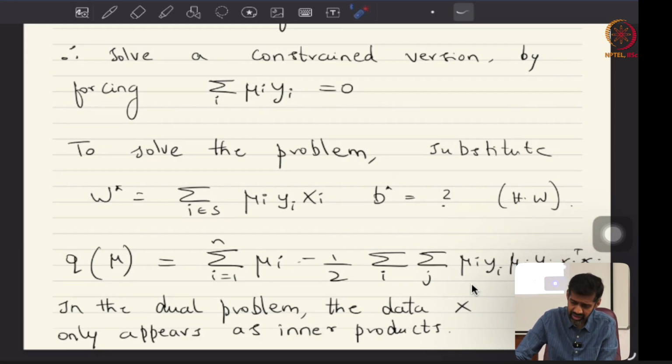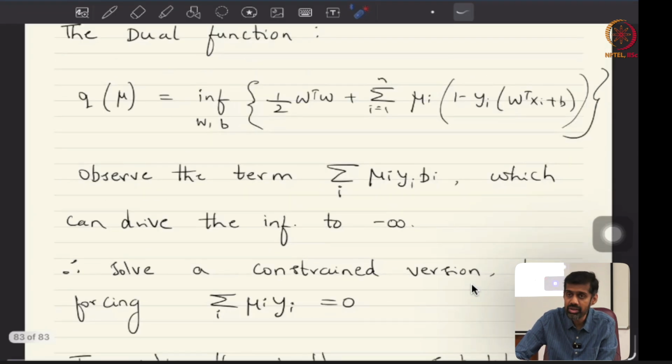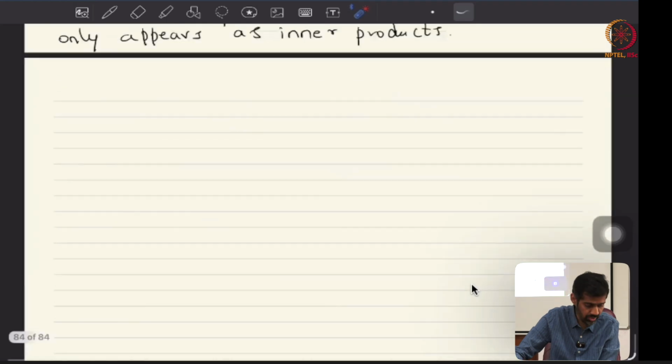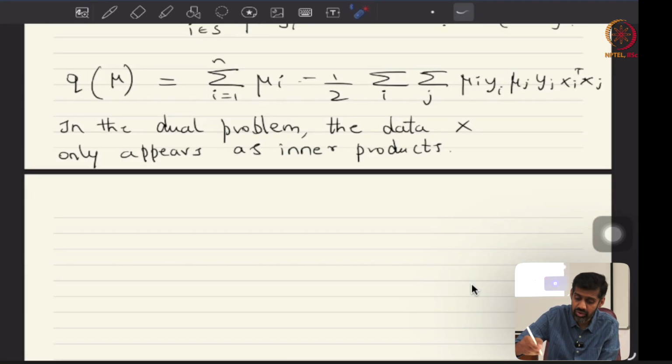Actually I can quickly run through the algebra. Where is this inner product coming from? It is coming from this w transpose w term, because w is linear in x. So w transpose w will be quadratic in x, and since you have inner products in w, that translates into inner products in x. That's how it comes up. So this is the dual function. Let's write down the dual optimization problem.